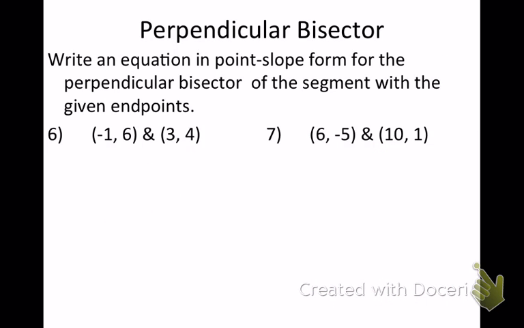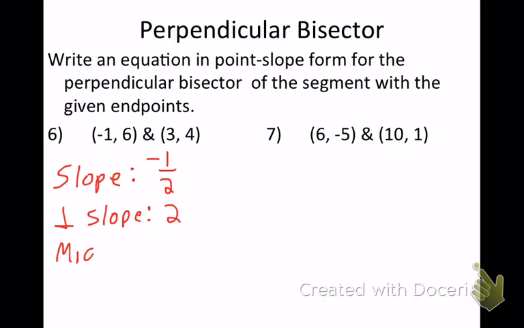All right, take a couple seconds to try these 2 on your own. So let's look at number 6. First thing I want to do is identify slope. Spencer, what's my slope going to be? Negative 1 over 2. Nice job. So now I need to find the perpendicular slope. Claire, what's the perpendicular slope? 2. Then I need to find the midpoint.